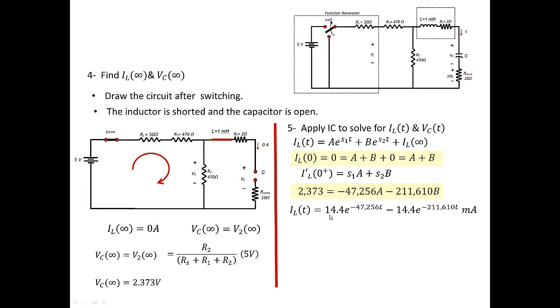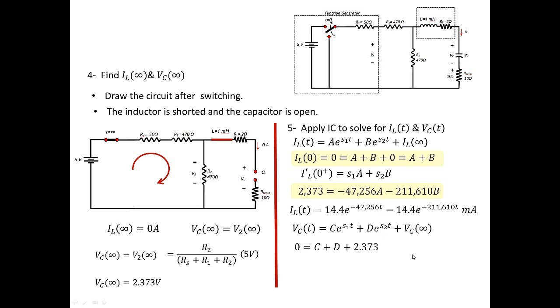So IL of t will be 14.4 times e to the S1t minus 14.4 times e to the S2t in milliamps. I solved for IL of t. Now we can do the same thing for VC of t. We know that VC of t will equal C times e to the S1t plus D times e to the S2t plus VC at infinity.